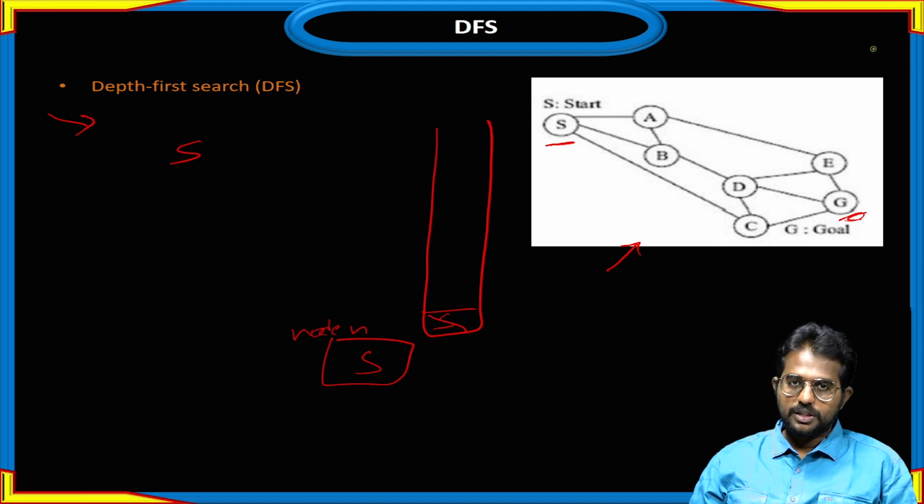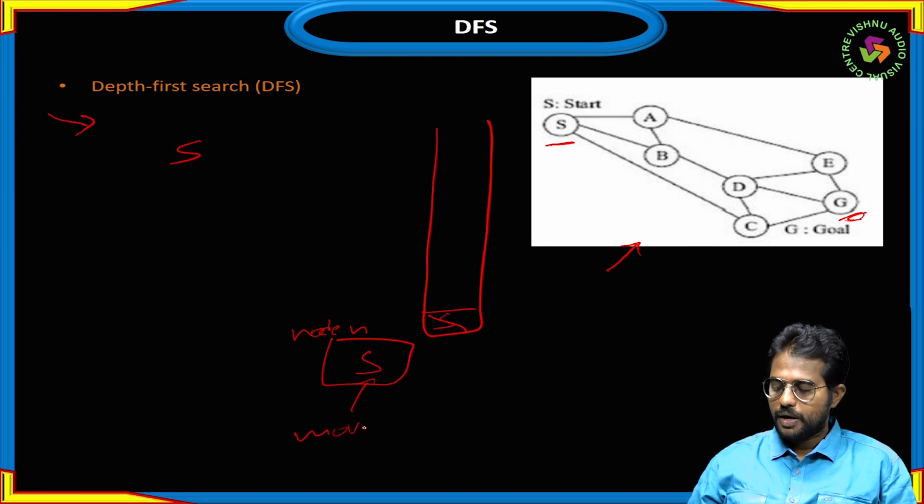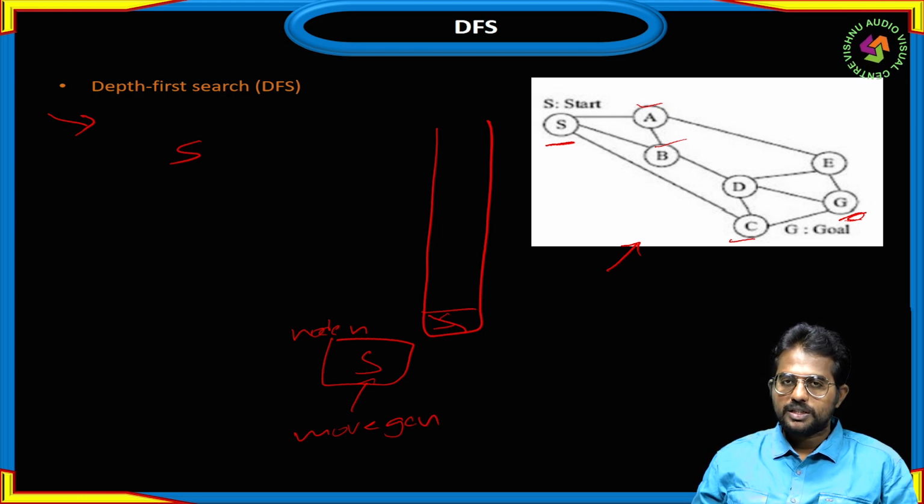After S is deleted from the stack, it is stored in node n. For this node n, I will check whether S is a goal node. S is not a goal node, so I will apply the move-gen function on this particular S. The successors of S are A, B and C, so the output of the move-gen function on S will be A, B and C.